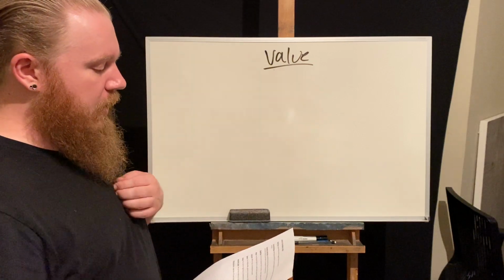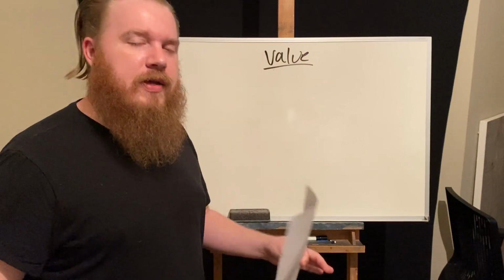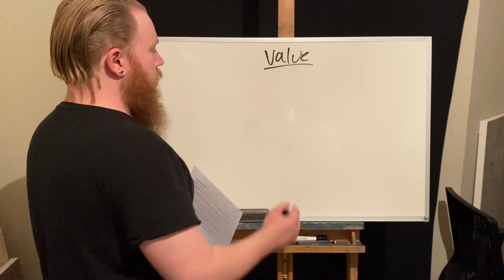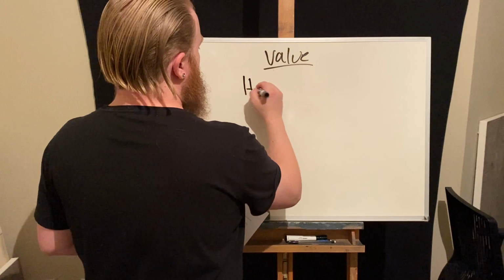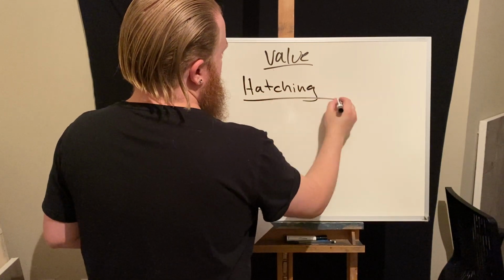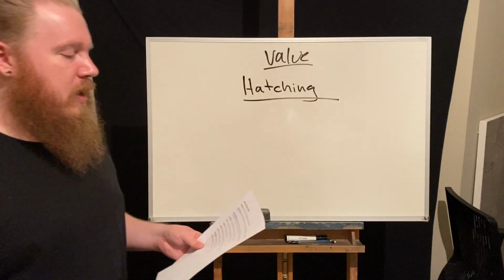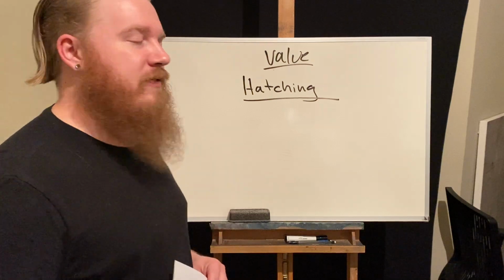But we can also talk about a variety of ways in which we can create value within a drawing as well. So one way that we can do that would be through hatching. All right, and hatching refers to when parallel lines are used to suggest shadow and volume.